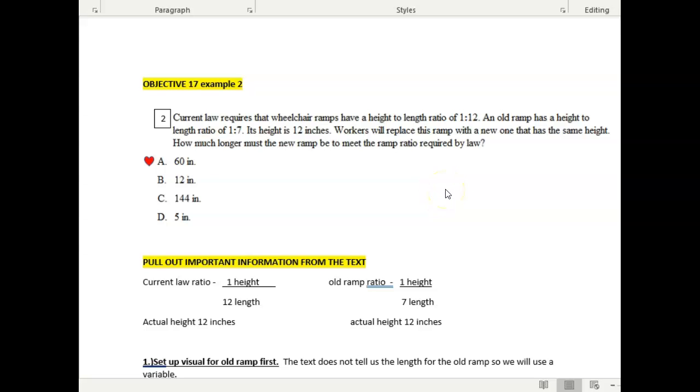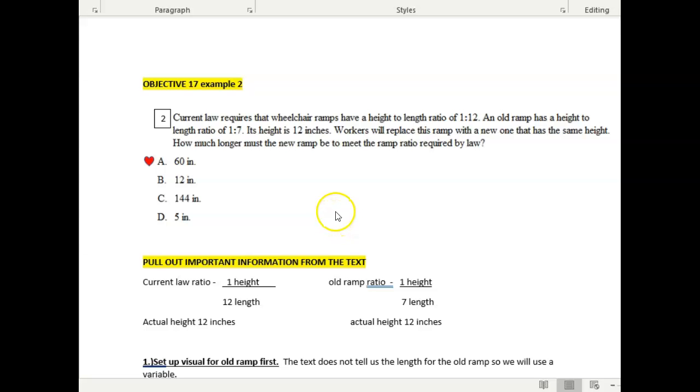So we're going to stick with objective 17 and look at example number 2. Please remember we are solving multi-step ratio problems and they are word problems. So we're really going to have to get into this text and use our sauce to create proportions to solve for a missing value.